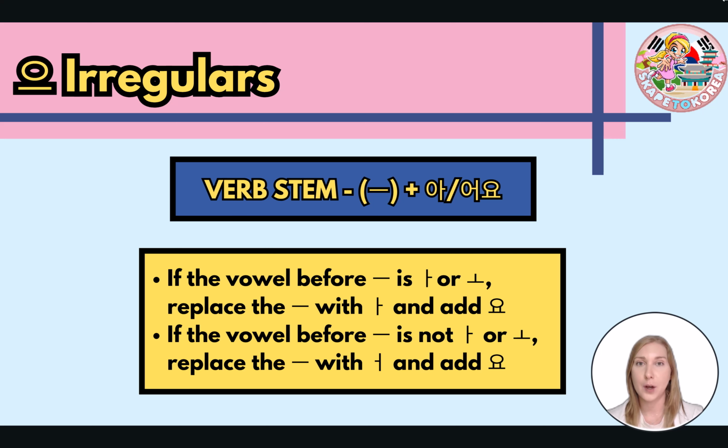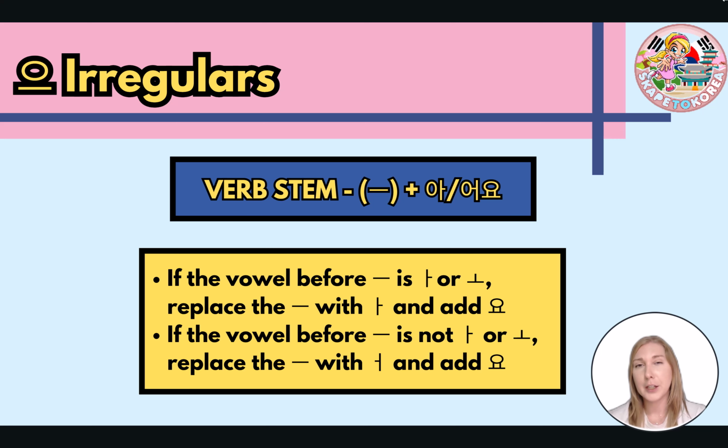So the rules are, we always start the conjugation with dropping the 다, right? You take your verb stem, drop the 다. And after that, if the vowel before ㅡ is ㅏ or ㅗ, you replace the ㅡ with ㅏ. So you replace the ㅡ and add 아요. And if the vowel before is not ㅏ or ㅗ, you replace the ㅡ with 어요.